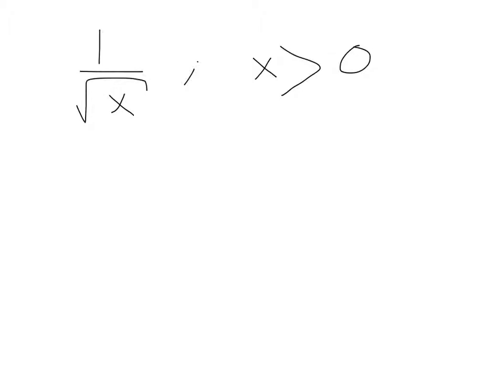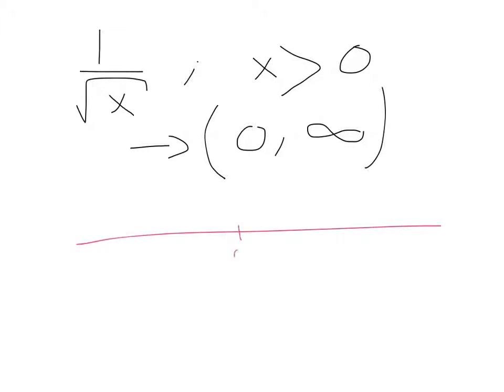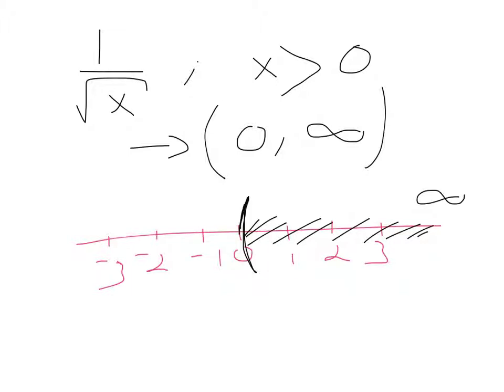So here we have all values from 0 to positive infinity. This is called interval notation. Sometimes they will ask you to graph the solution, and we discussed this before. If we have 0, 1, 2, 3, and here negative 1, negative 2, negative 3, the domain is all values from 0 to positive infinity. Let me have this example.